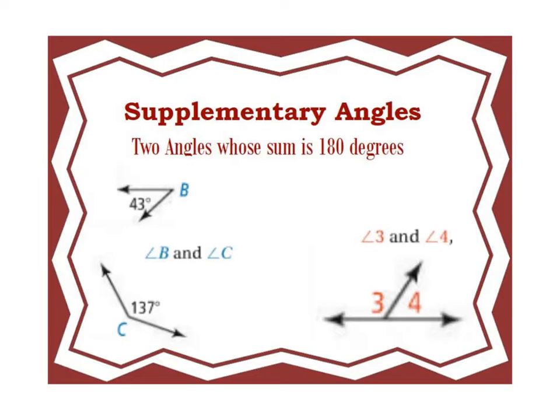Supplementary angles. These are two angles whose sum is 180 degrees. And again, they could be two separate angles, or they might be adjacent angles where they're touching, and a linear pair would be a classic example of two angles that are supplementary because they're going to add up to that 180.